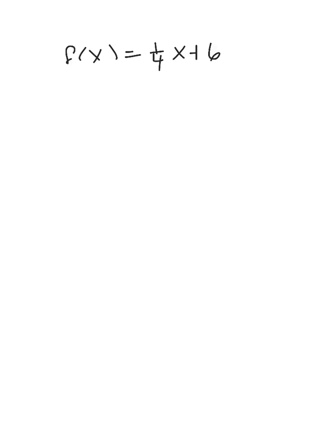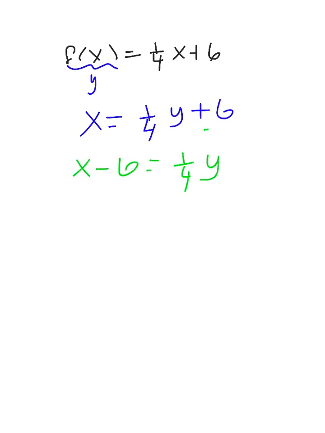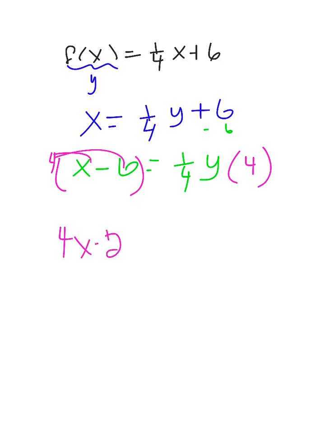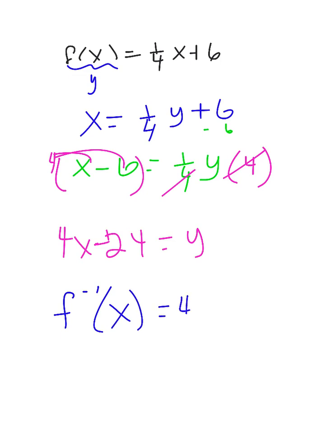Okay, so number 6 is to find the inverse. Remember, the inverse is to switch x and y. So remember, f of x is your y. So I have x is equal to 1/4 y plus 6. So we're going to put it in y equals form. So I get x minus 6 equals 1/4 y when I subtract 6 from both sides. To get rid of the fraction, I'm going to multiply both sides by 4. So I get 4x, don't forget to distribute through, minus 24 equals y. And remember, to write an inverse function, it's the inverse of f of x, right? You use that negative 1, equals 4x minus 24.